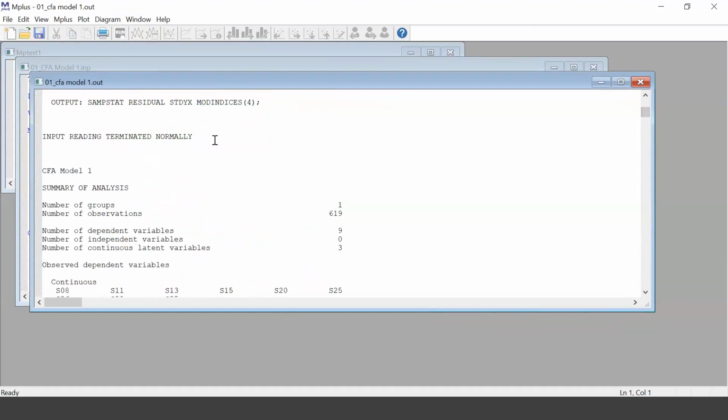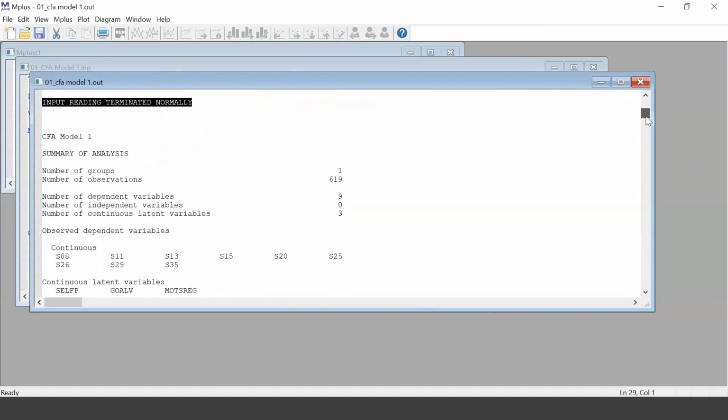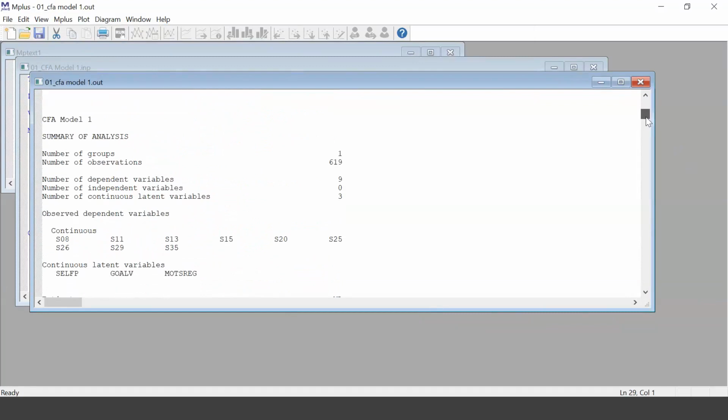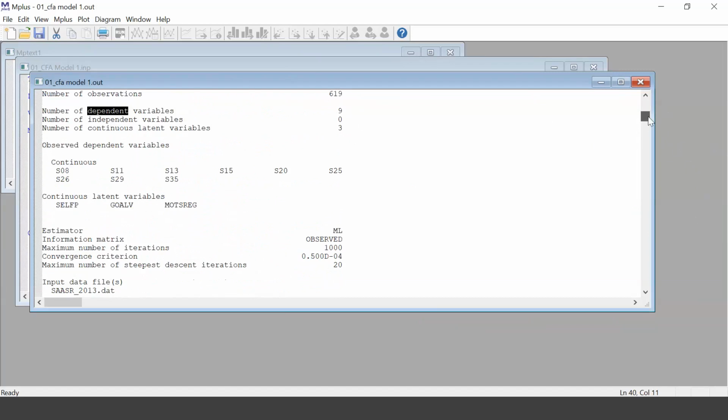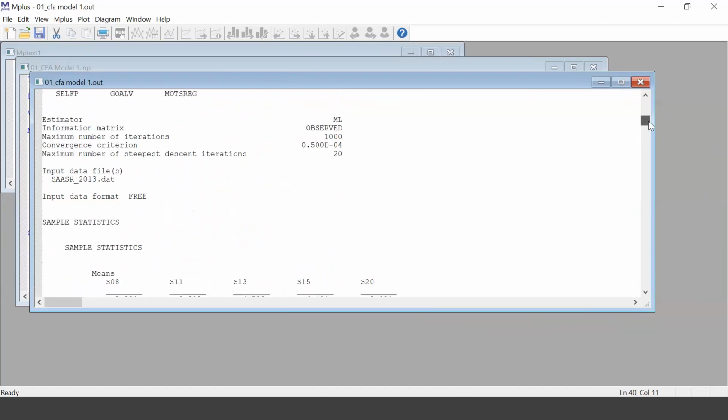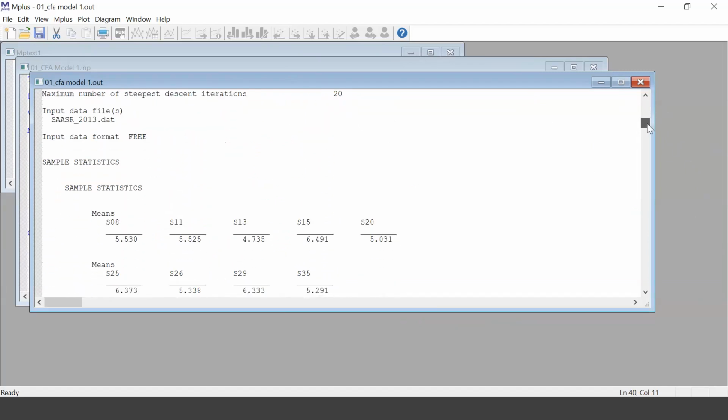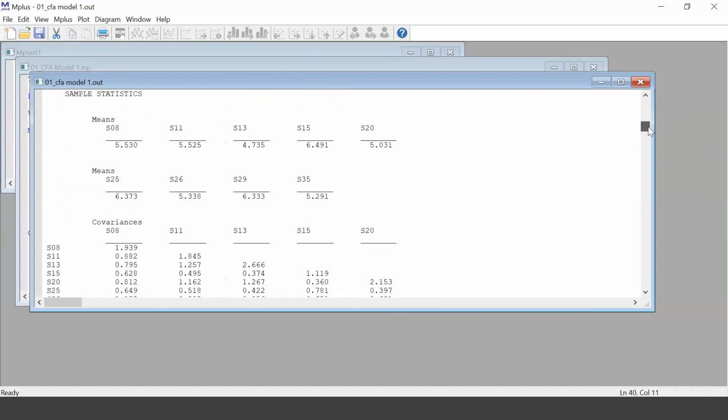Then we want to see this nice line, input reading terminated normally. That means that everything was read normally from that input file. And then I get a basic summary. I have, again, 619 observations. I have 9 variables. My 9 observed variables are all endogenous variables because they're all predicted by a factor, right? And then I get some information about the analysis, and then I get my sample statistics.